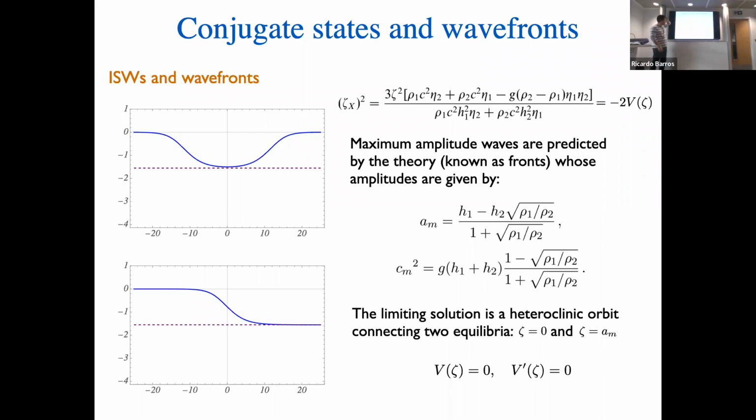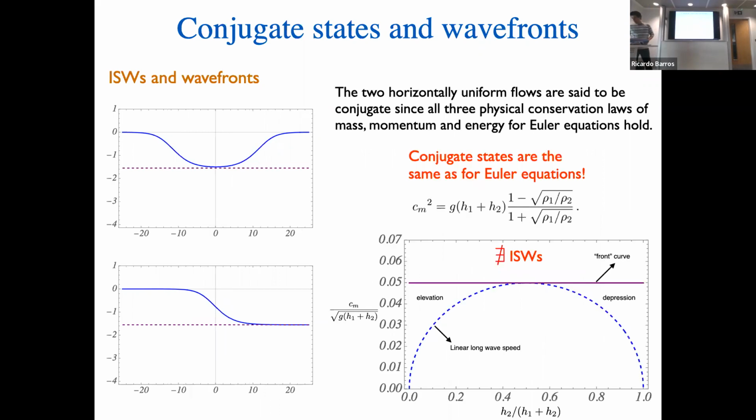Okay, this is a Hamiltonian system with 1 degree of freedom. And the maximum amplitude, which is given here on this purple line, is given by this expression, okay? And it's attained at this particular speed. That's what you can tell. So the limiting solution is a heteroclinic orbit connecting the two equilibria, which is the zero and the maximum amplitude, okay? Now, what is particularly good is that these are what people call the conjugate states, okay?